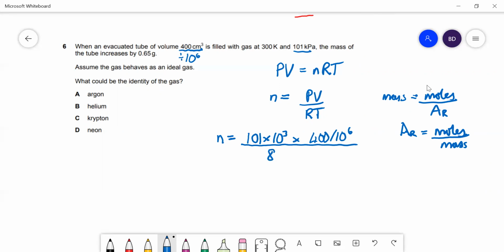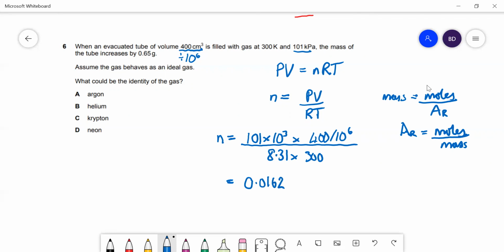R, the ideal gas constant, is 8.31 from the data book. And T, temperature in Kelvin, is 300. So we work that out there. We get the number of moles to be 0.0162.